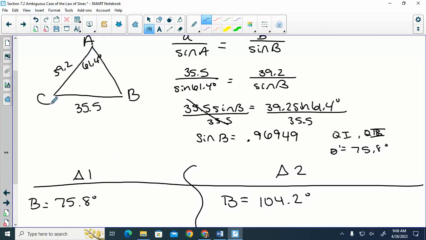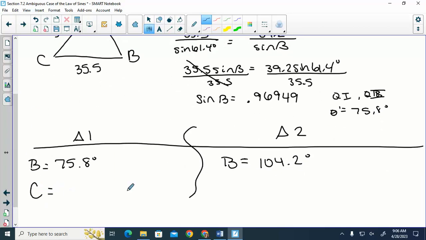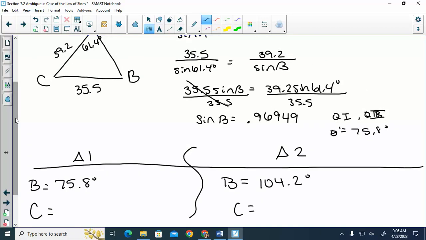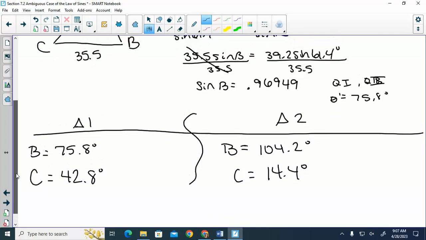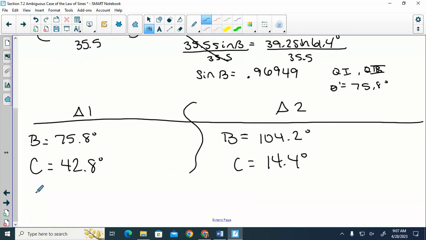Now if I know both angles A and B, we could find angle C in each of these triangles. You just have to take 180 minus. So 180 for the first one, minus 61.4, minus the 75.8. And then the second triangle, same thing, but instead of subtracting 75.8, you're subtracting 4.2 and you get 14.1. What other information do we have to find? Yeah, so find the length of C.